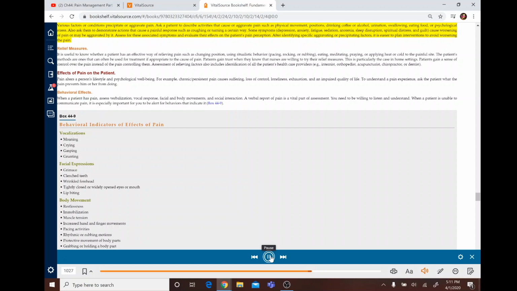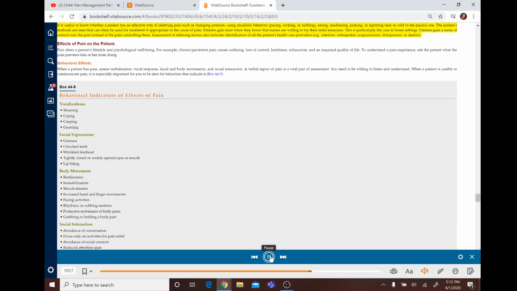Some symptoms, depression, anxiety, fatigue, sedation, anorexia, sleep disruption, spiritual distress, and guilt, cause worsening of pain or may be aggravated by it. Assess for these associated symptoms and evaluate their effects on the patient's pain perception. After identifying specific aggravating or precipitating factors, it is easier to plan interventions to avoid worsening the pain.